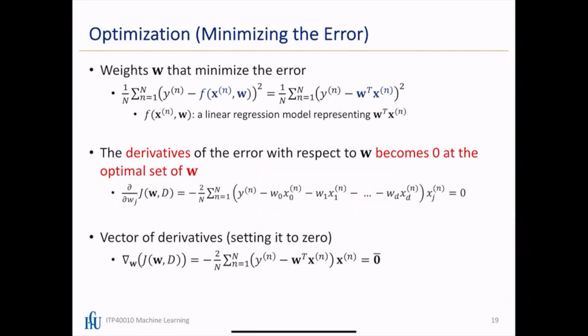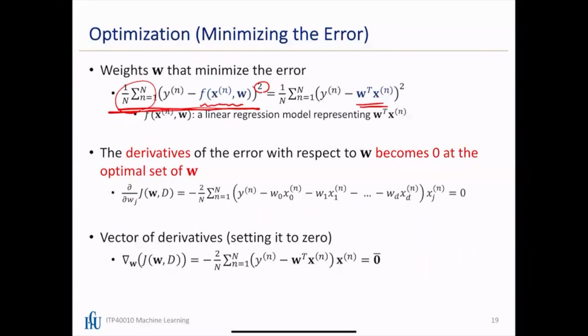So to write down the error again, initially we have this notation: difference squared, and take the mean. Well, it can be written down in this way, where the function is equivalent to W transpose X. And we want to optimize this J function, which is equivalent to setting the derivative to 0.